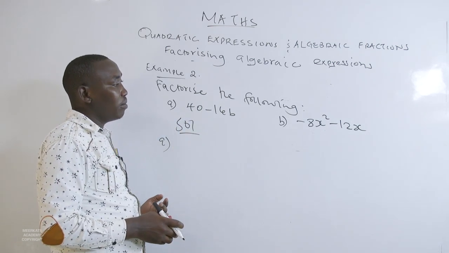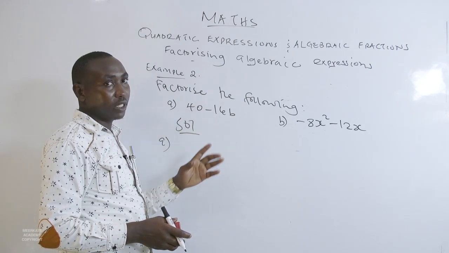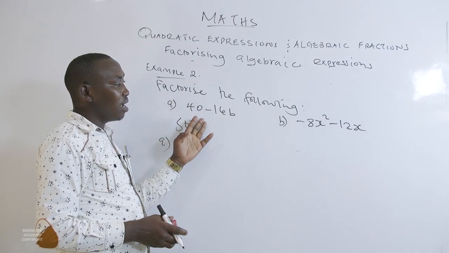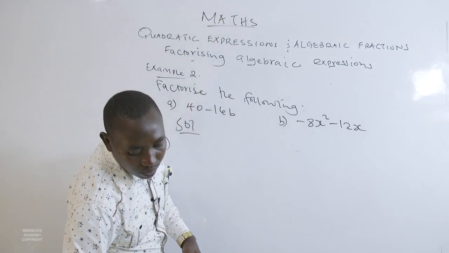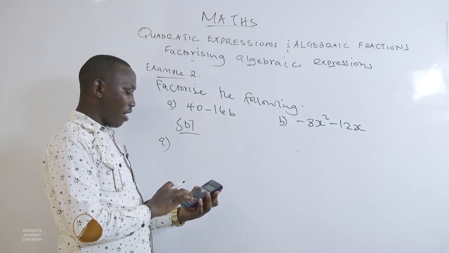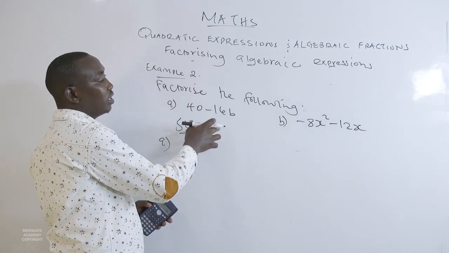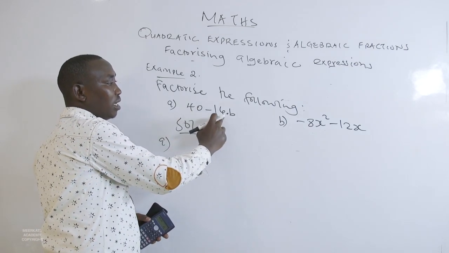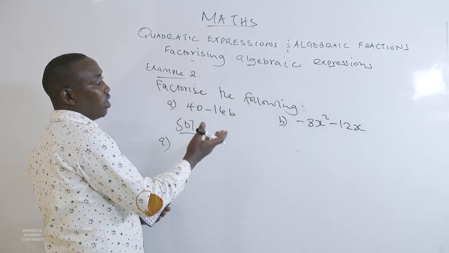We need to identify the highest common factor between 40 and 16. 2 is a factor, 4 is a factor, 8 is a factor. But when you go to 16, 16 cannot be a factor because you can never divide 40 by 16. So that tells us that the highest common factor is going to be 8. 8 will be common to 40. It will also be divisible by 16. And it is the only one.